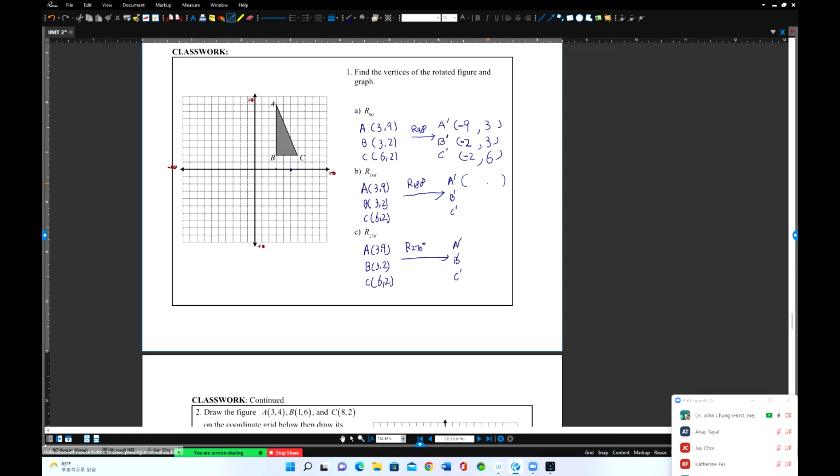Oh, 180, don't switch. Don't switch. But still put the what? Negative sign to both. That's it. It's very simple. Don't switch. Put the negative sign to both.